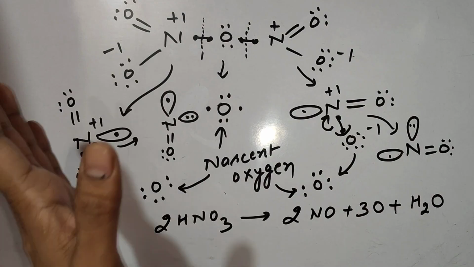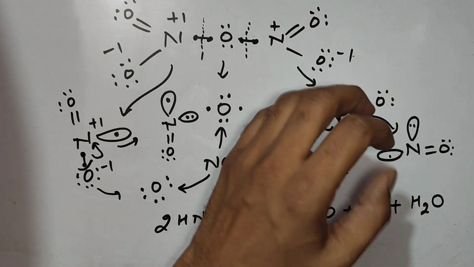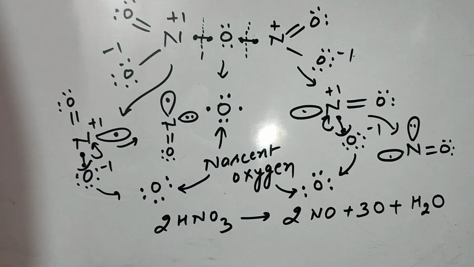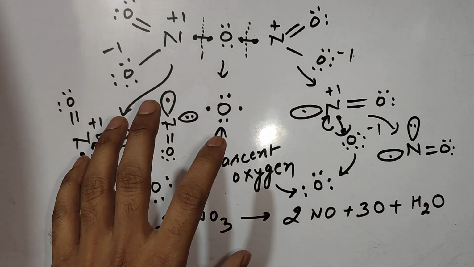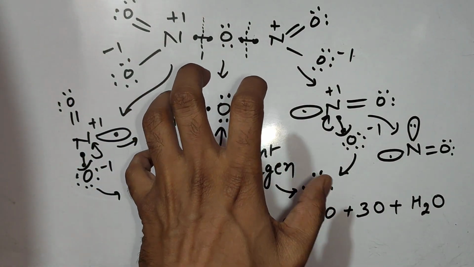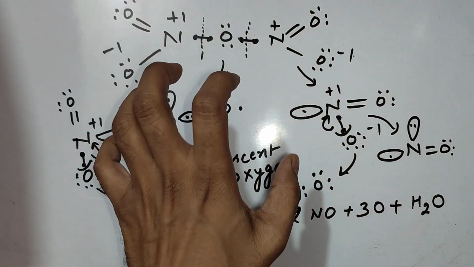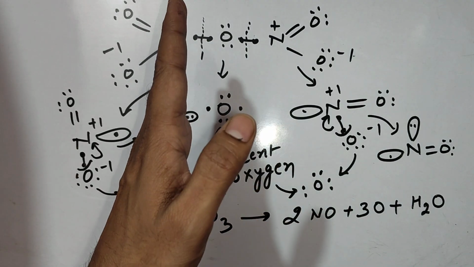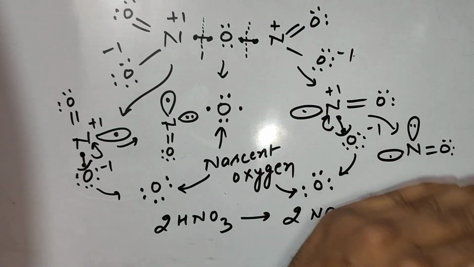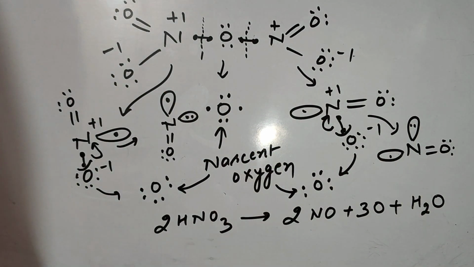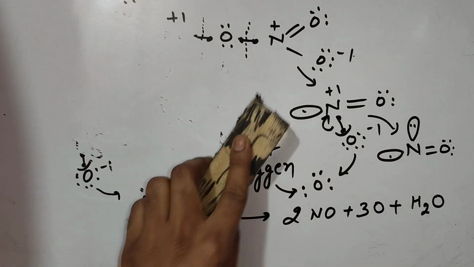But this is another reaction happening side by side in dilute nitric acid. Now let's discuss what this nascent oxygen is, because due to this nascent oxygen, the phenol is converting itself to benzoquinone. Let's check first what these nascent oxygens are.